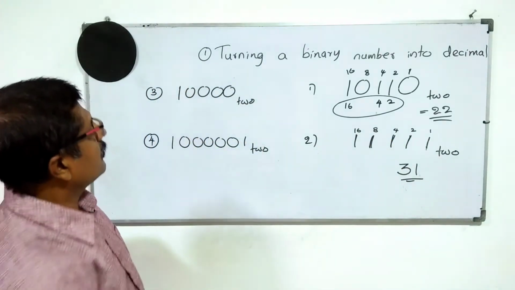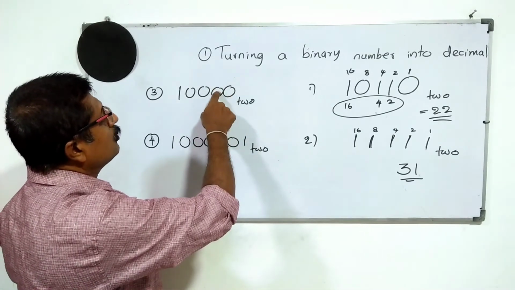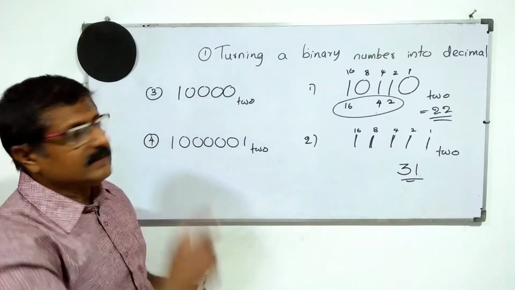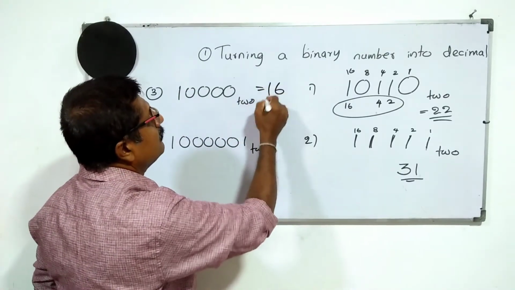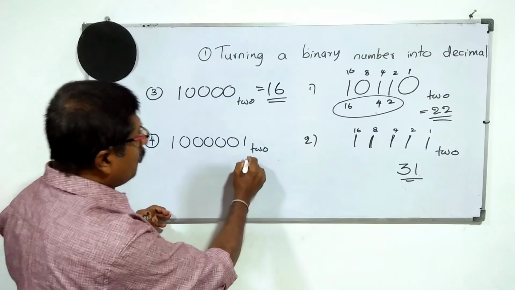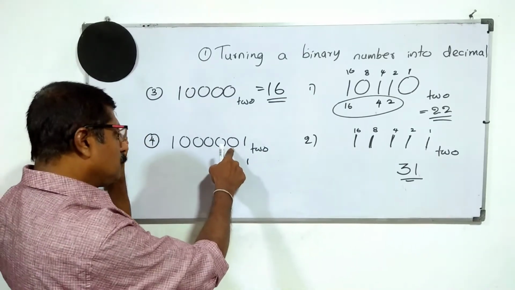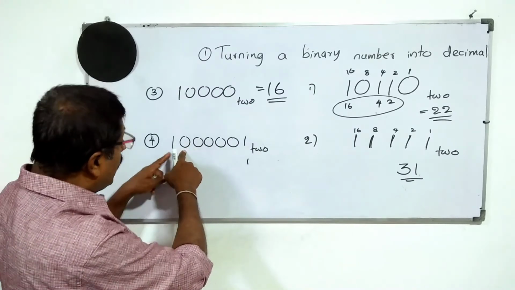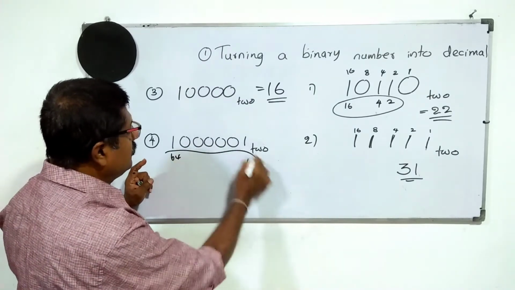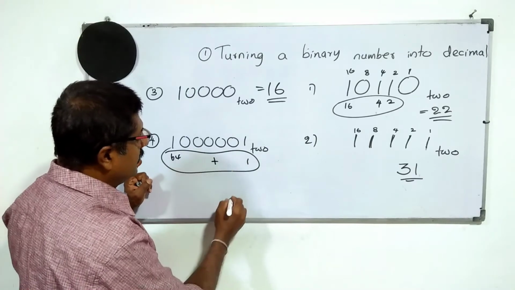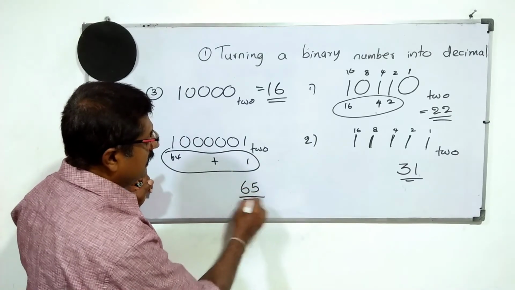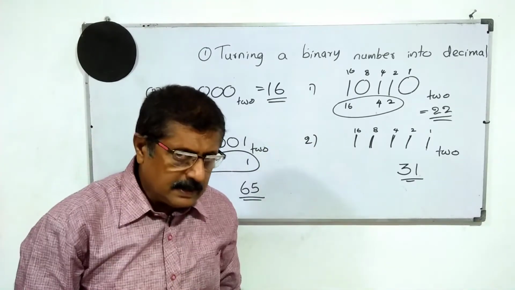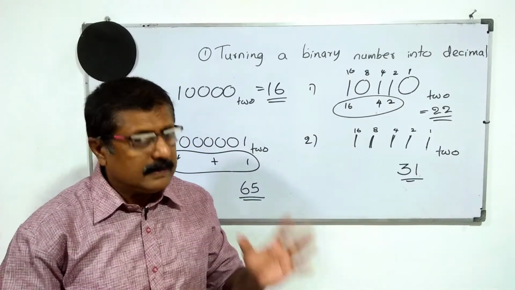Alright, now let's take up this one. No 1s, no 2s, no 4s, no 8s. 1 16 is there, so this is 16. This one: 1, no 2s, 4, 8, 16, 32, but there is a 64. Then 64 and 1 added together, that is 65. This is the method that we use for converting binary numbers into decimal.